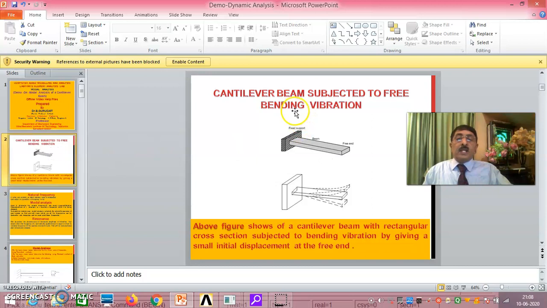Now you see here, this is a simple cantilever beam fixed at one end, free at the other. A cantilever beam subjected to free bending vibration. If you give a force here at the end, it will vibrate. The figure shows a cantilever beam with a rectangular cross section, subjected to bending vibration by giving a small initial displacement at the free end.